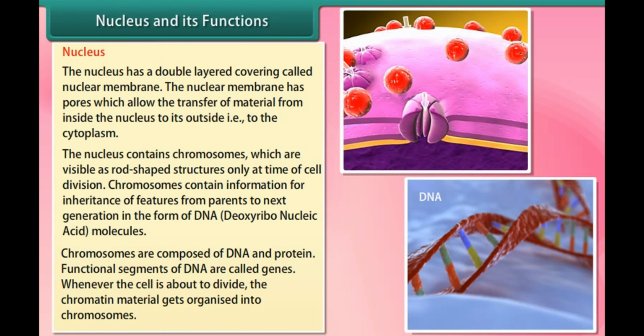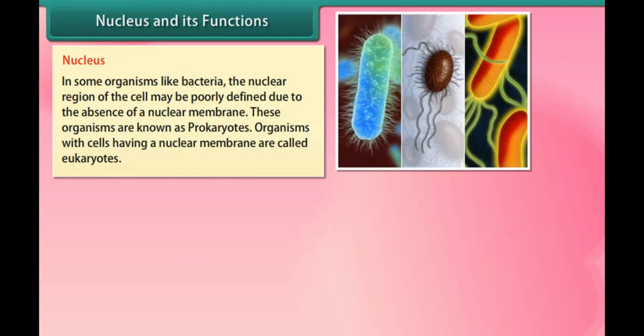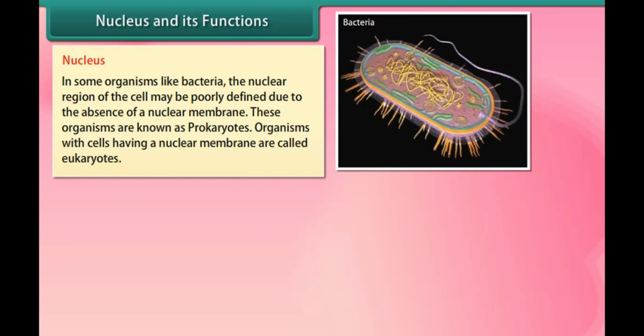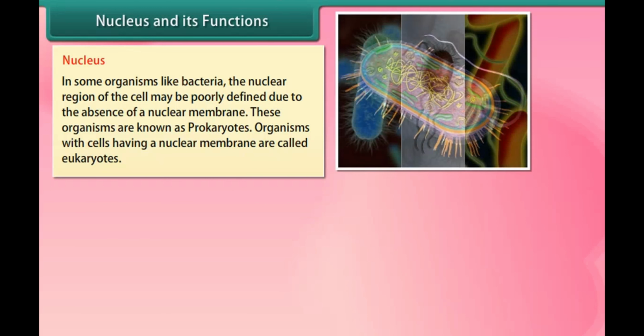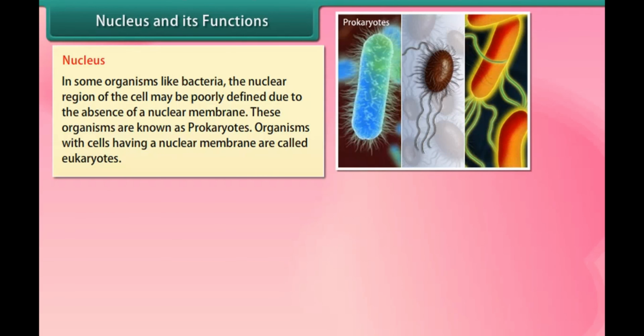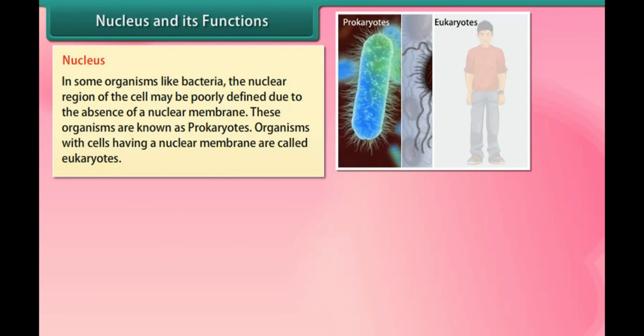Functional segments of DNA are called genes. Whenever the cell is about to divide, the chromatin material gets organized into chromosomes. In some organisms, like bacteria, the nuclear region of the cell may be poorly defined due to the absence of a nuclear membrane. These organisms are known as prokaryotes. Organisms with cells having a nuclear membrane are called eukaryotes.